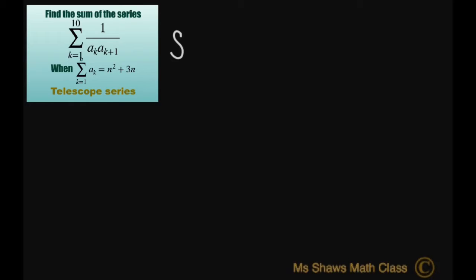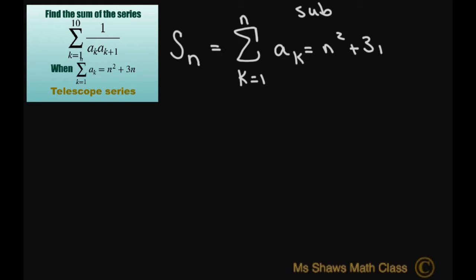Our sum, S sub n, is going to be the sum from k equals 1 to n of a sub k, which equals n squared plus 3n. Now, what we want to find is a sub n. And to do that, since we have the sum, if you have a sub 1 plus a sub 2 plus dot dot dot plus a sub n minus 1 plus a sub n, this will be your last term.